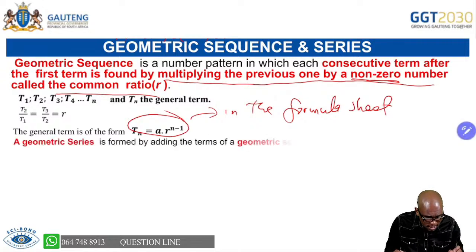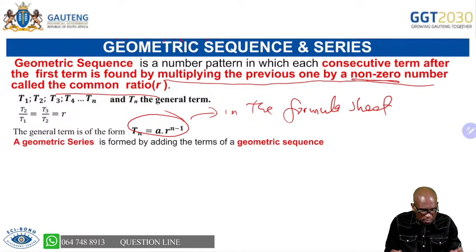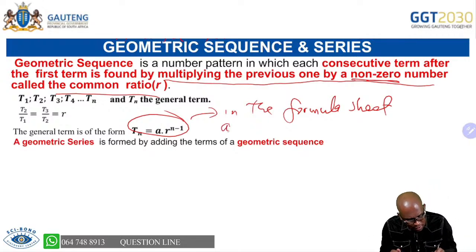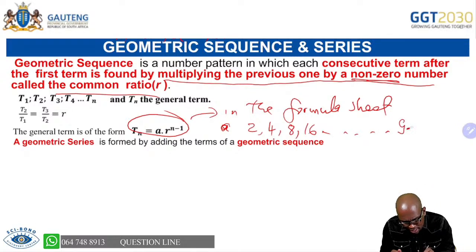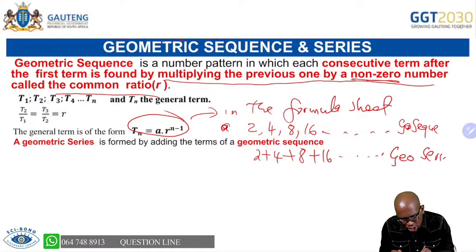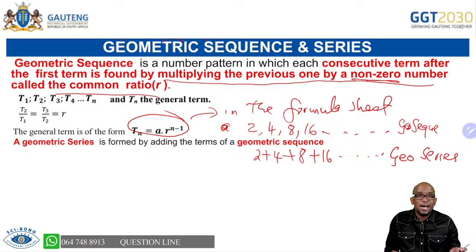That's very important. Now, a geometric series is formed by adding the terms of a geometric sequence. If you have, for example, 2, 4, 8, 16, and so on as the geometric sequence, and you want a geometric series, then you add these terms, and you form what we call a geometric series.